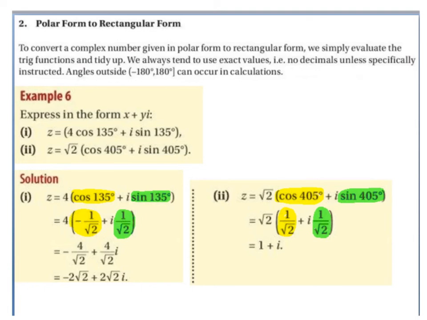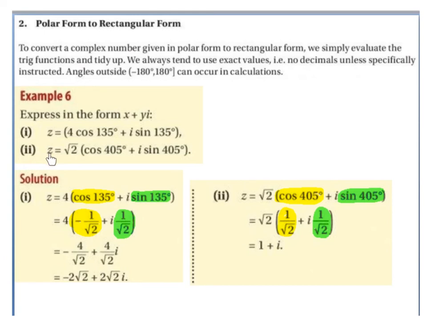Don't forget you've got your 4 in front. Then we multiply in the 4. 4 times minus 1 over root 2 is minus 4 over root 2. And 4 times i, 1 over root 2, is 4 over root 2 i. And then simplifying, we get minus 2 root 2 plus 2 root 2 i.